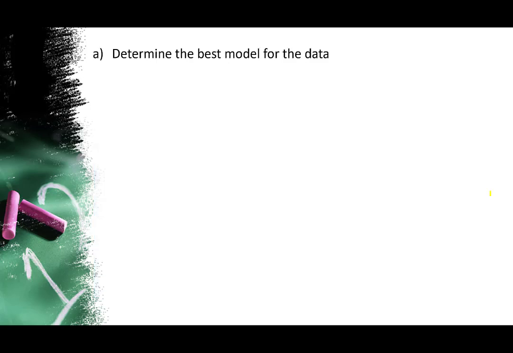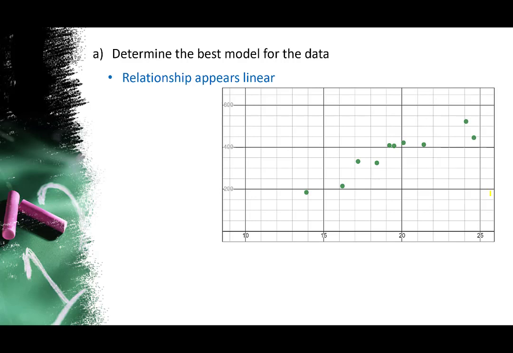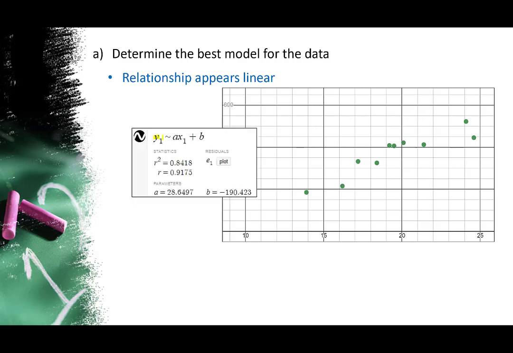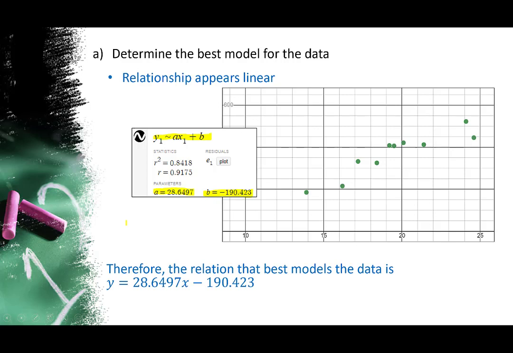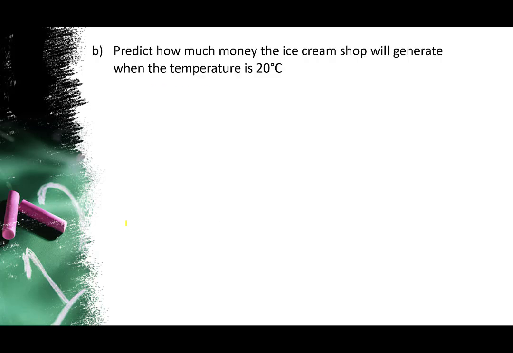Part A, determine the best model for the data. Since the graph is not curved, we're going to assume the relationship is linear. Using a linear regression, we see we get the following A value and the following B value. So therefore, the relation that best models the data is shown here. Part B, predict how much money the ice cream shop will generate when the temperature is 20 degrees Celsius.